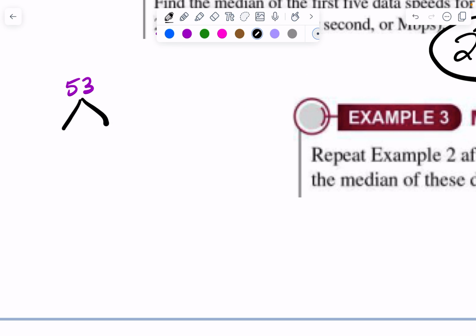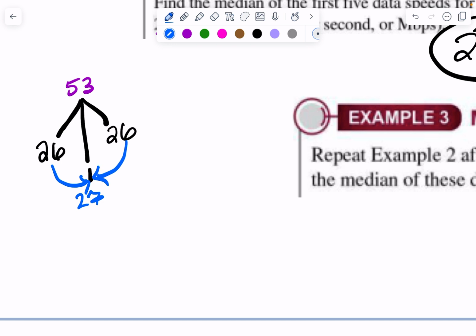If I take 53, since it's an odd number of numbers, I am going to have an exact middle number. If I have 53 and I divide that number by 2, that would be 26 over here and 26 over here, because that would make 52, right? And then I have one number in between those two, and that number is going to be the 27th number from either side. So rather than cross, cross, cross, I count from either the front or the back. It doesn't matter which way you count. It's going to be the 27th number, okay?